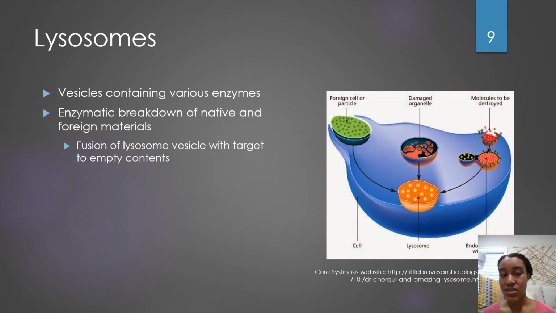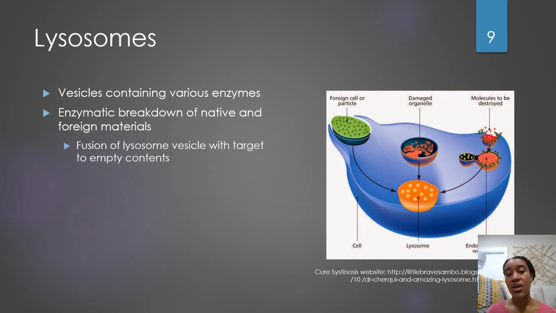The next thing is lysosomes. So as mentioned, some of those vesicles containing proteins that leave the Golgi will then go to form lysosomes or fuse to existing lysosomes, make them a little bit bigger. So lysosomes are vesicles that contain a variety of enzymes, and they're responsible for breaking down unwanted material that gets into the cell.